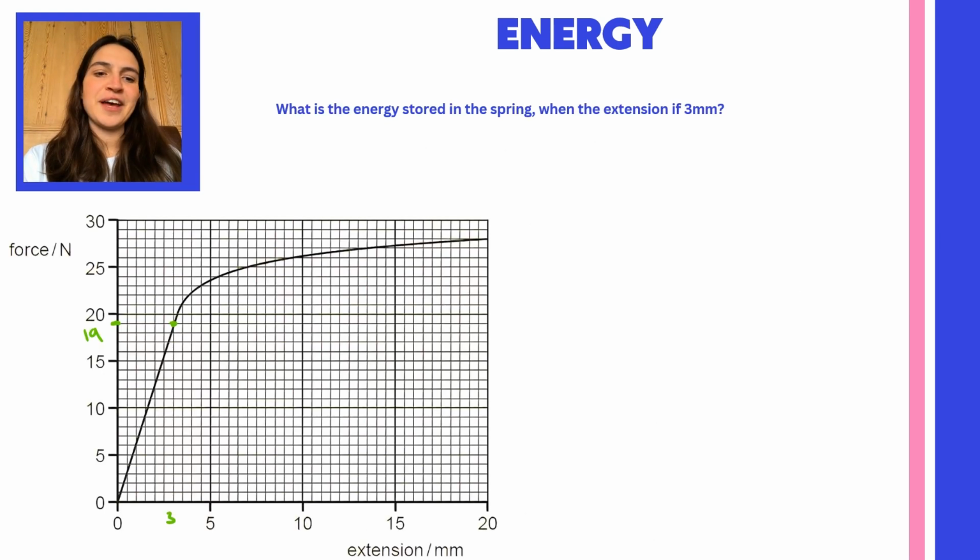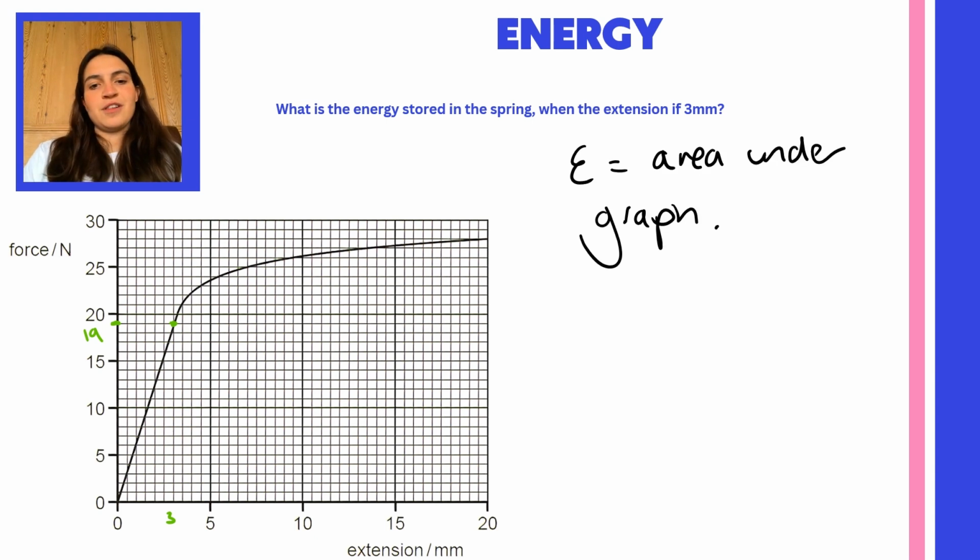Okay, and using a graph here, what is the energy stored in the spring when the extension is 3 millimeters? So I've drawn on some things there. So at 3 millimeters, I've got a force of 19 newtons. And it's helpful to know that my energy stored is going to be the area under this graph. So how am I going to figure out that area?